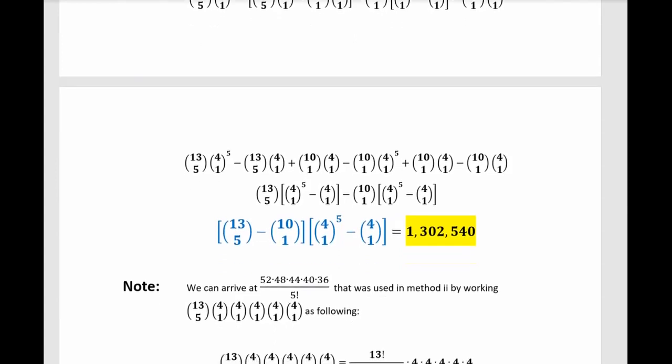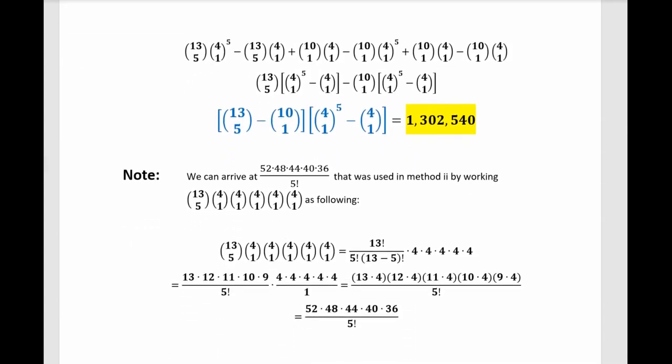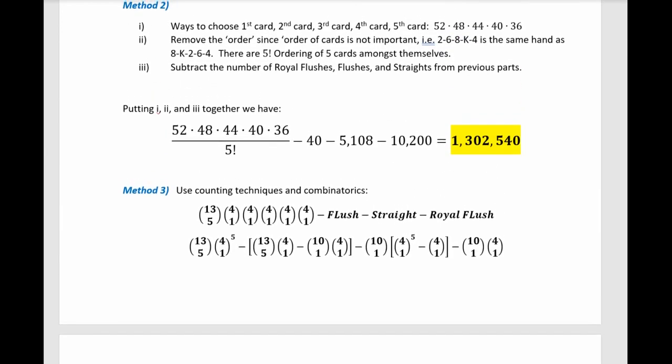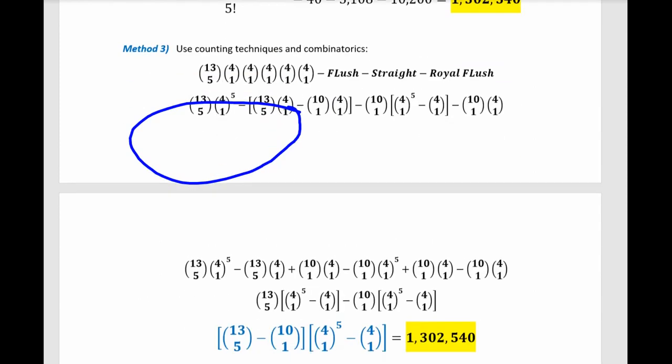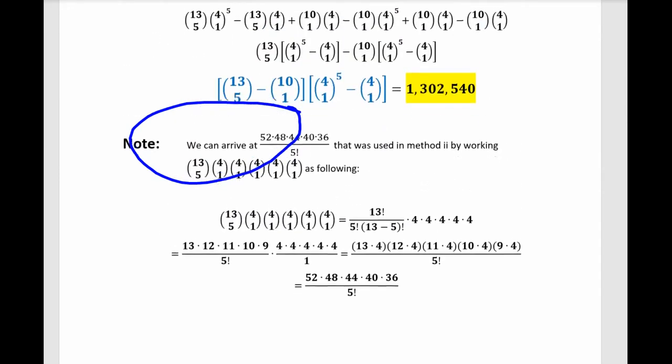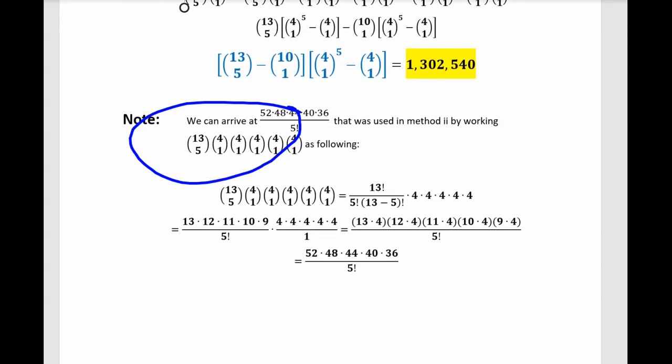All right, and then just as a note here, I was going to show you how methods 2 and 3 can be made to look like each other. More specifically, what I mean is the following. What's in front here, the way we did it in method 2, you can arrive at that using what I had earlier in method 3, using my combinatorics notation.